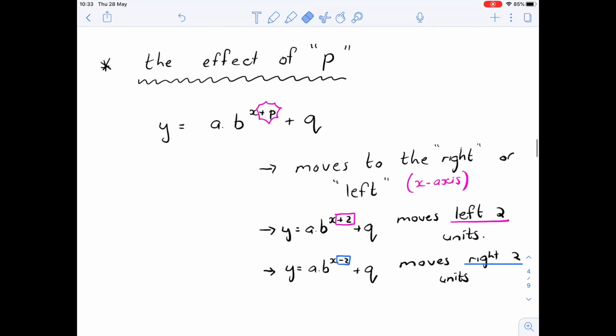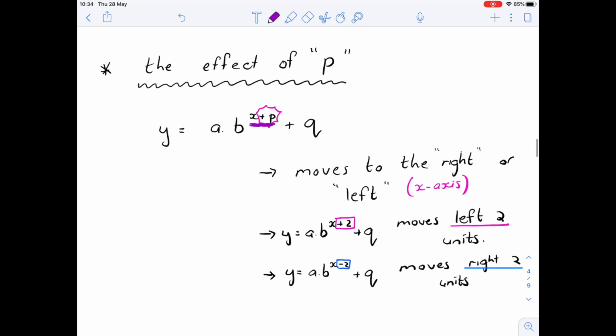And lastly, we have the effect of p. Now, that's the only one that's new, really, that little x plus p or x minus p. And what we need to know here is whether it moves to the right or to the left. Why? Because if you look, it's x plus or minus p. Because it's x, the horizontal axis, it'll be to the right or to the left. If it's plus 2, as in the first example here, it moves 2 units to the left. It's always the opposite direction. And in the second scenario here, it's minus 2, so it moves to the right 2 units.